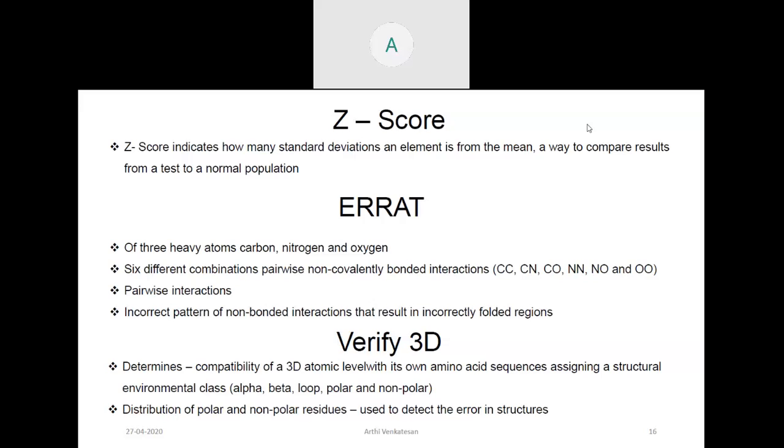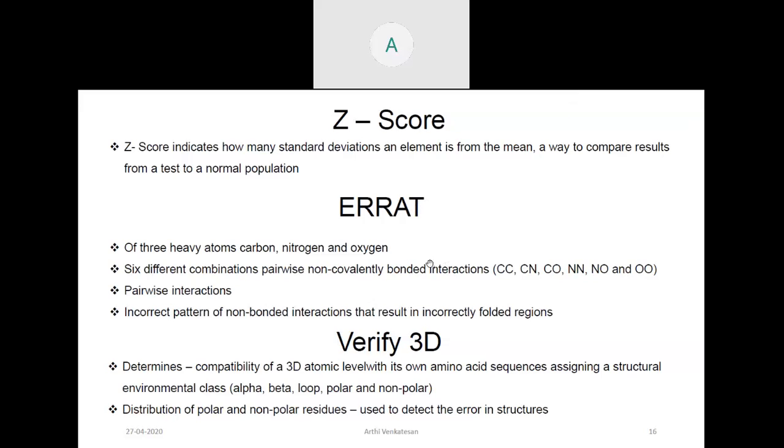Okay, and Verify 3D also determines the compatibility of a 3D atomic model with its own amino acid sequence, along with your structural environmental class, that is your alpha, beta, loop, and polar and non-polar classes. The distribution of polar and non-polar residues can be used to detect errors in the structure.